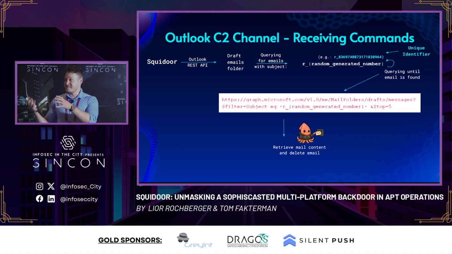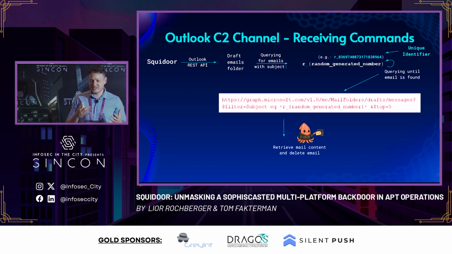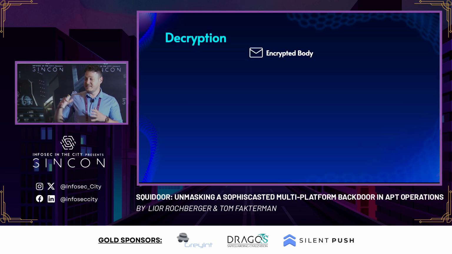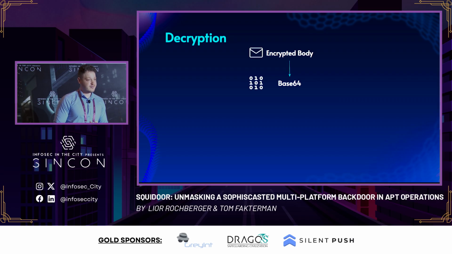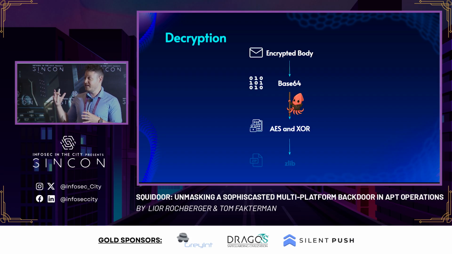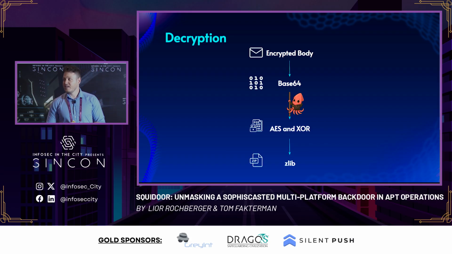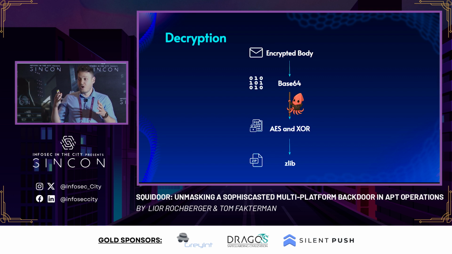Now, when Squidoor retrieves this email that contains the commands, the email content is actually encrypted in several layers of encoding and encryption. And this is the decryption flow that Squidoor is using. The first layer is encoded via base 64. The second layer is decrypted via a combination of AES algorithm and a custom XOR decryption algorithm. And the last layer is decompressed via zlib. And after all of that process, what we get at the end is either commands to execute or additional modules for Squidoor to execute and load.